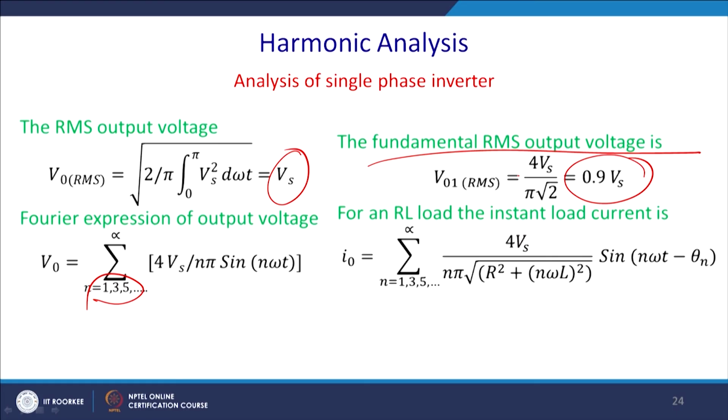For a load, the instantaneous load current is, so you can actually integrate over it, sum over n equal to 1, 3, 5 to infinity of 4 Vs by n pi under root R square plus (n omega L) square, times sin(n omega t minus theta n). So, essentially you divide by the load impedance and you get the load current. Basically the inductor component will offer a different impedance for different frequencies. So, it will be of this nature.